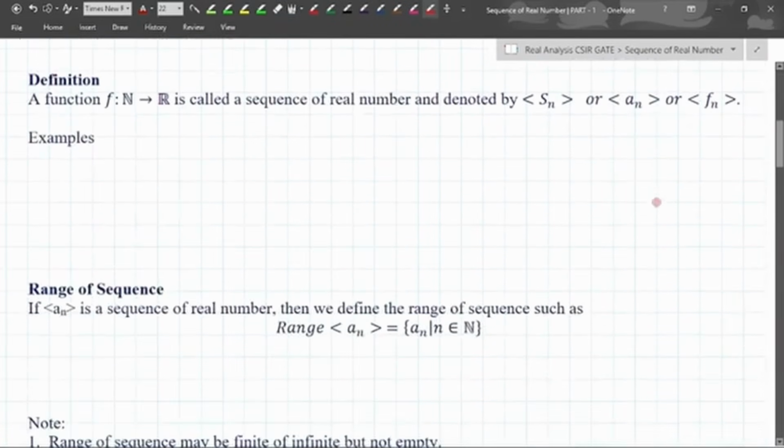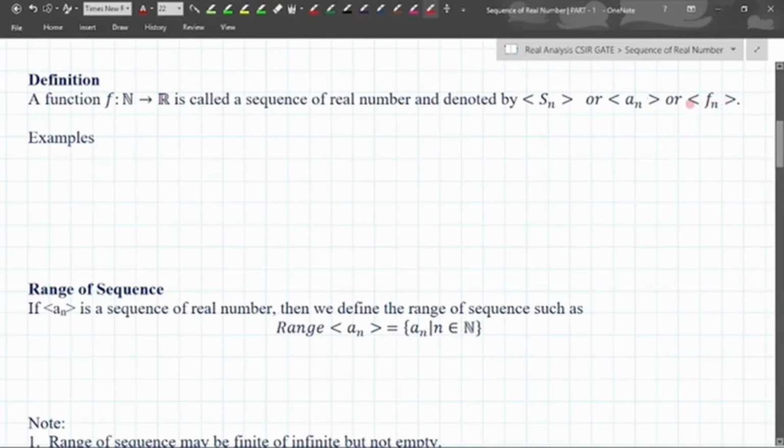Let's start the topic. First of all, let's define a function. A function is nothing but a mapping, which we have already discussed in the previous video. So a function from the set of natural numbers to real numbers is called a sequence. This is nothing but a function in which the domain will be natural numbers. It starts from n equals 1, but it maps anywhere in the set of real numbers R, and it is denoted by Sn, An, and Fn.